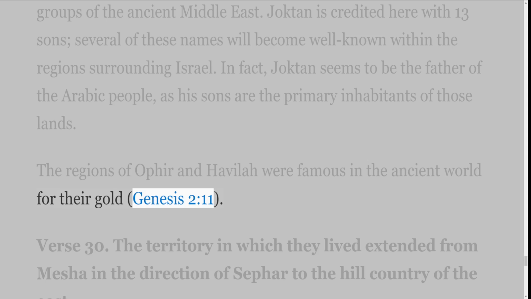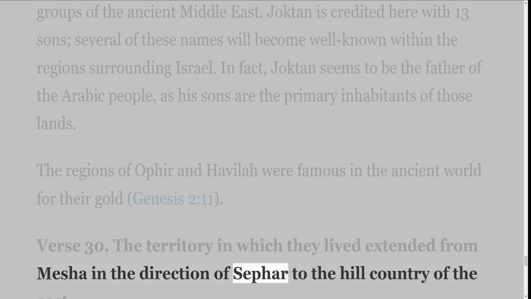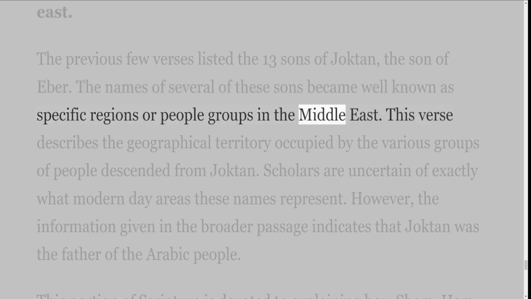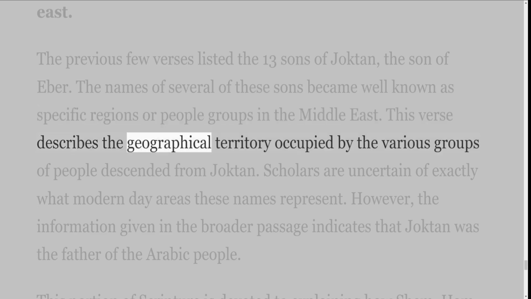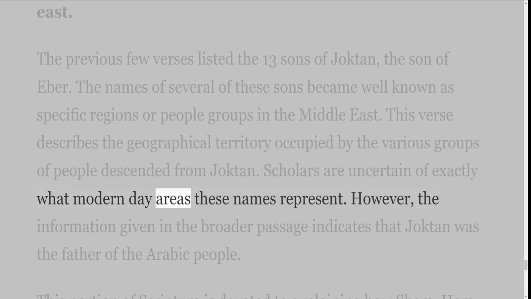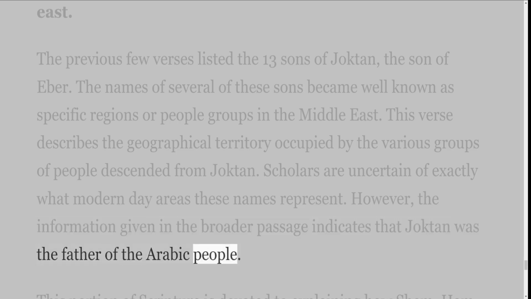Verse 30. The territory in which they lived extended from Mesha in the direction of Sephar to the hill country of the east. The previous few verses listed the 13 sons of Joktan, the son of Eber. The names of several of these sons became well known as specific regions or people groups in the Middle East. This verse describes the geographical territory occupied by the various groups of people descended from Joktan. Scholars are uncertain of exactly what modern-day areas these names represent. However, the information given in the broader passage indicates that Joktan was the father of the Arabic people.